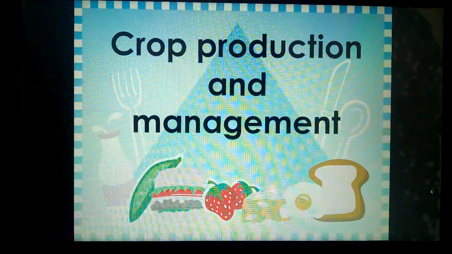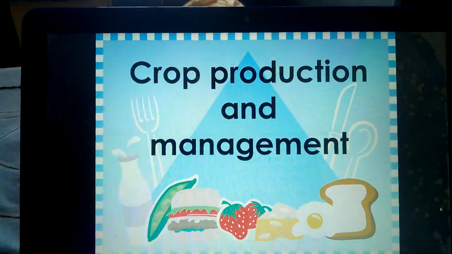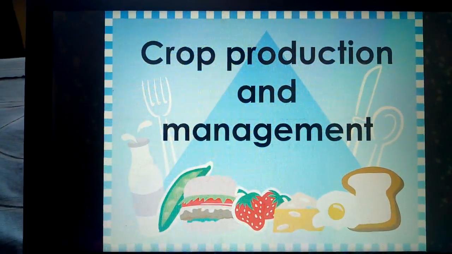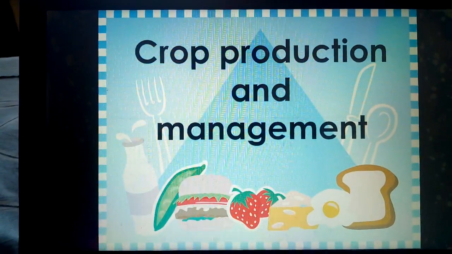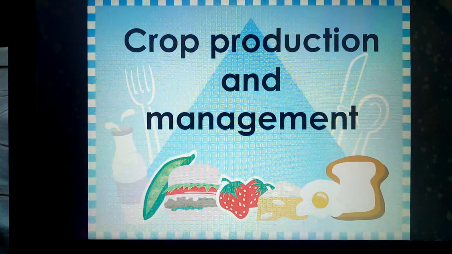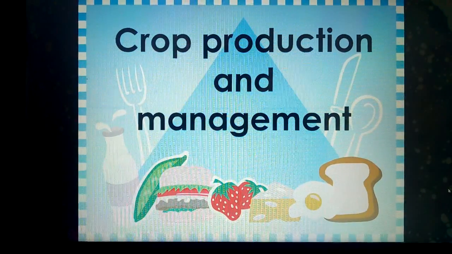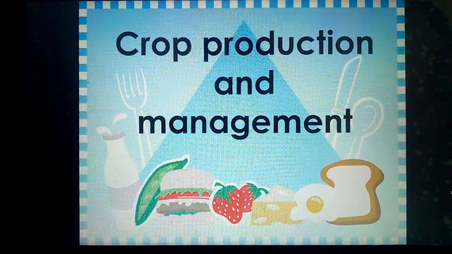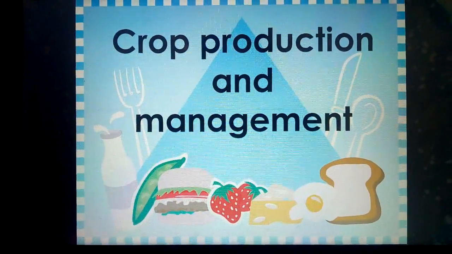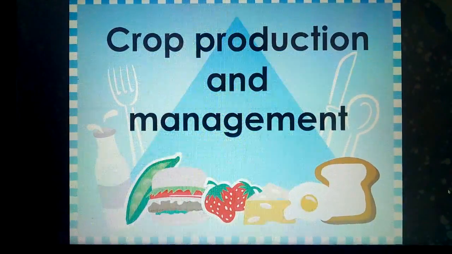So, for you, the first topic is crop production and management. We all know that all living organisms like man, animals, and plants need food for their growth and survival, right? Green plants can synthesize their food with the help of inorganic things like carbon dioxide, minerals, water, as well as sunlight. They prepare their food by the process of photosynthesis, so we call them autotrophs.